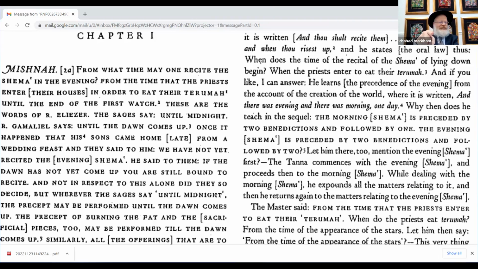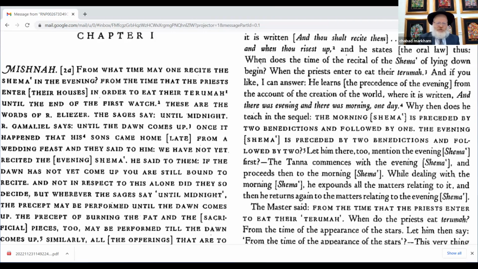Shema. Let's go, guys. You've got to say the Shema. So they said, "Well, what about the Chachamim? What about all the other opinions?" So he said, "No." So he explained to them. He said to them, if dawn has not yet come up, you're still bound to recite. And not in respect to this alone did they so decide, but wherever the sages say until midnight, the precept may be performed until dawn comes up.